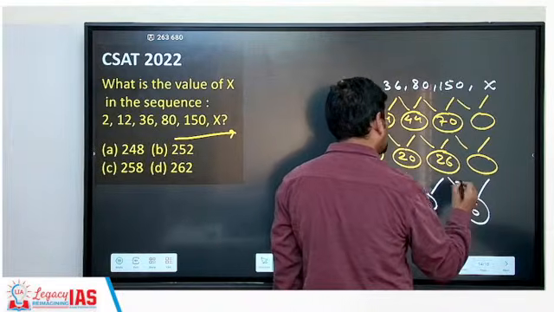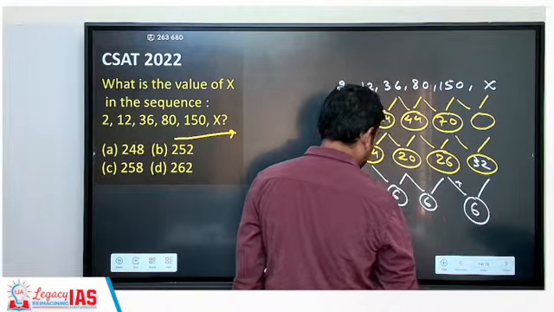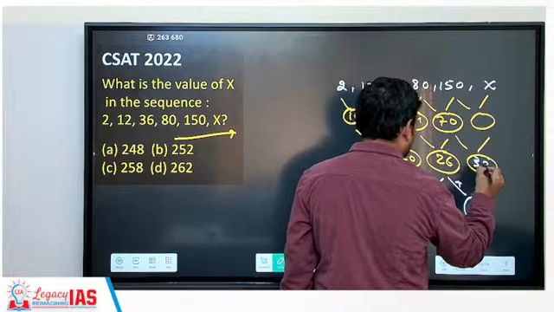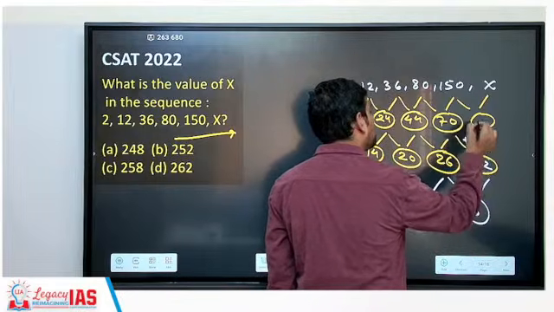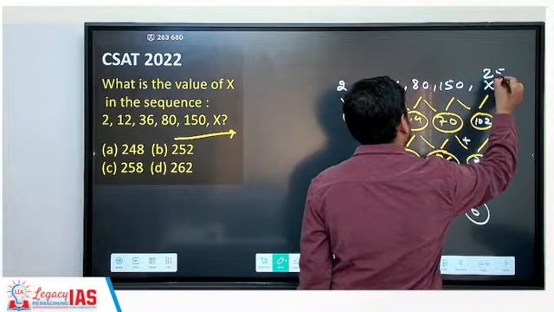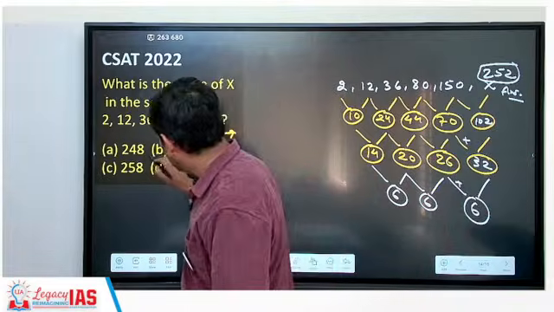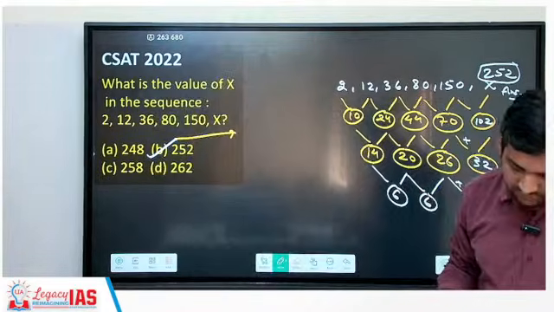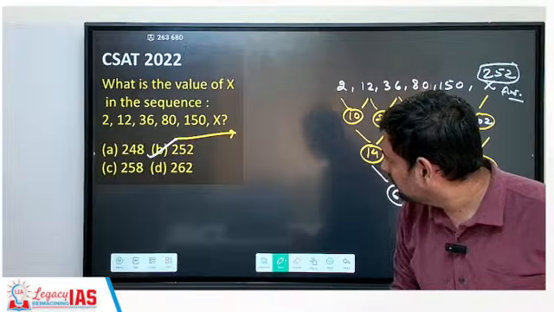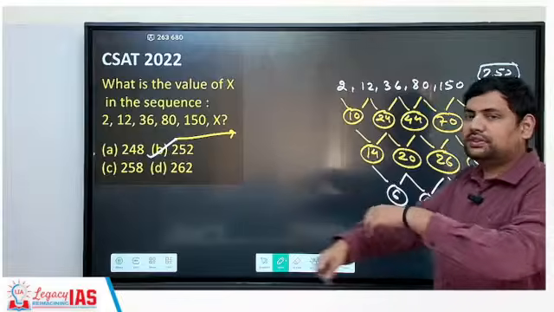So 26 plus 6 is 32. This is 32. Then 70 plus 32 is 102. Then 150 plus 102 is 252, which becomes your answer. So answer is what? B, 252. Okay, so answer becomes 252.